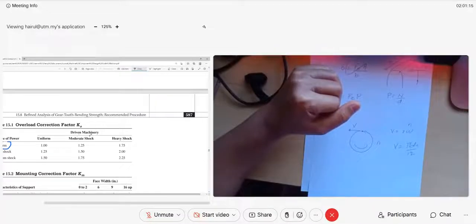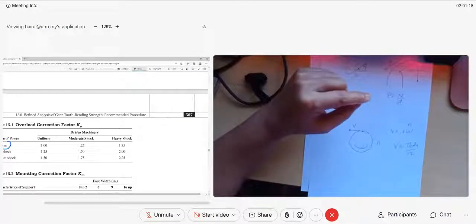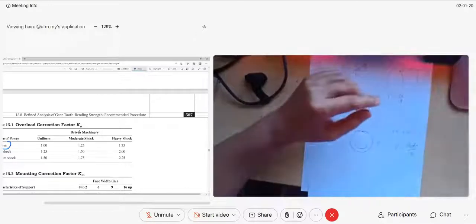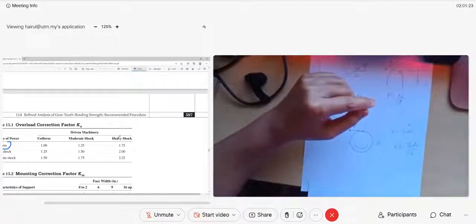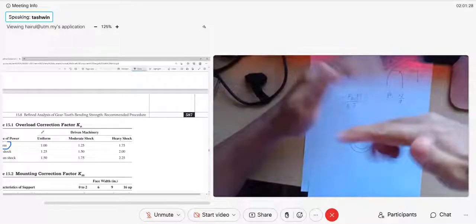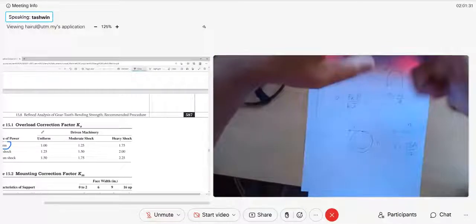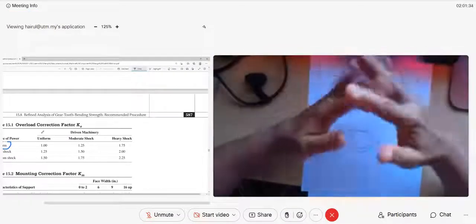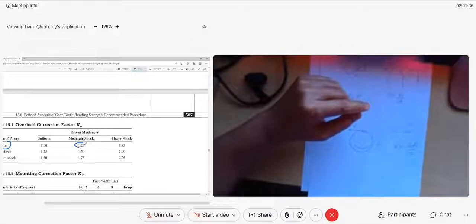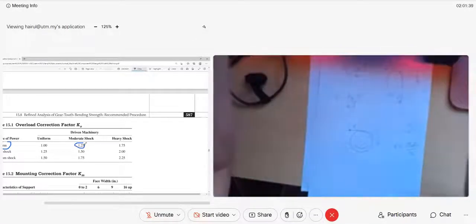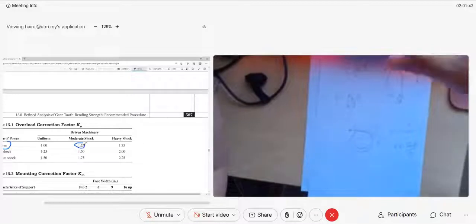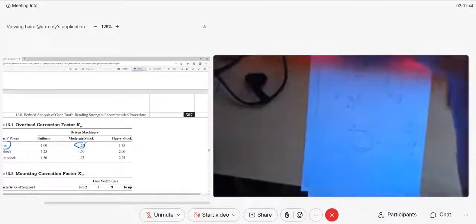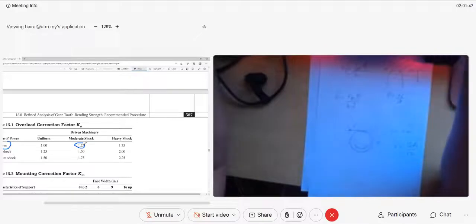Your food mixer, driven machinery, shaft B. Is it uniform or moderate shock? Uniform. Are you sure? Uniform in the gearbox is like you just want power transmission, change speed ratio. But I think it will be moderate shock, because your shaft B drives your machine. Maybe your shaft D has a blade, a kind of spiral blade to mix the food. If your food is liquid, everything is liquid, it could be uniform. But I don't think so.